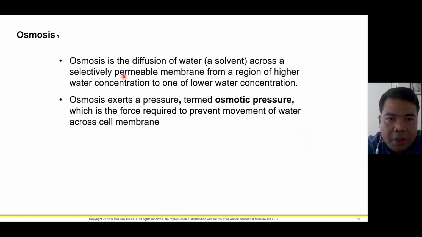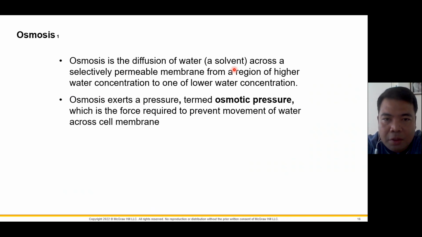Ano naman ang osmosis? If in simple diffusion, what is diffusing or moving is the solute. Now, in osmosis, what diffuses is water or the solvent. O, baliktad naman ngayon. What will move across the membrane is water or solvent rather than the solute, or the salt, for example, in the case of our example that we used earlier.